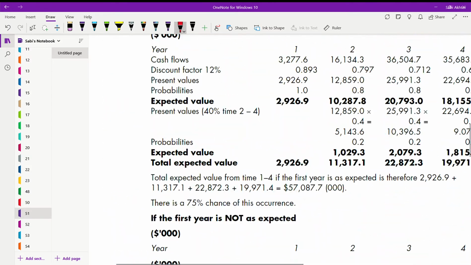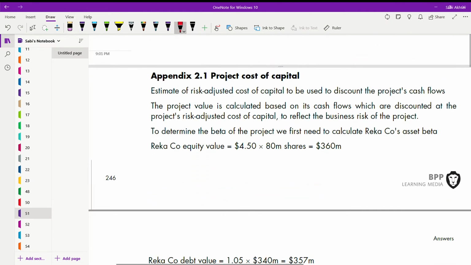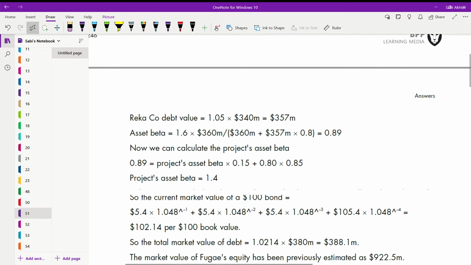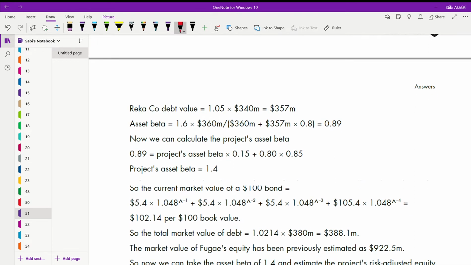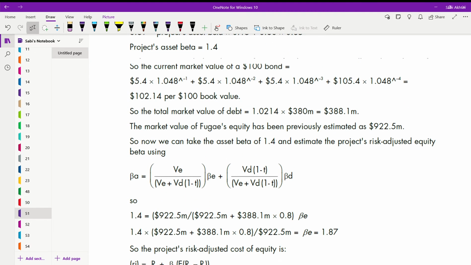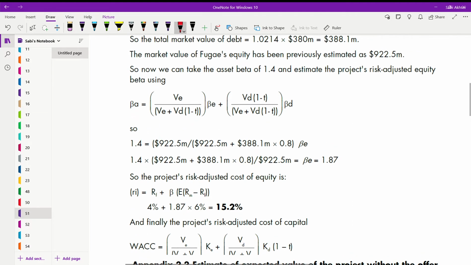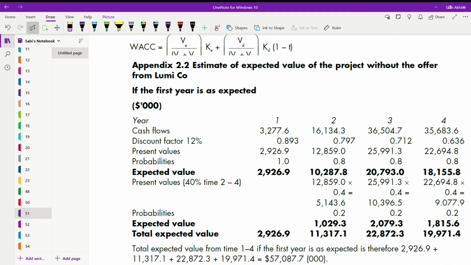So now let's go up and show you. As you can see here, project cost of capital. You should be comfortable with all equity beta, asset beta, then the current market value of bond. By now you should be familiar. And if you go down, they have got a WACC of 15.14.2. Then let's go to Appendix 2.2. Without the offer, what is the expected value of the project?